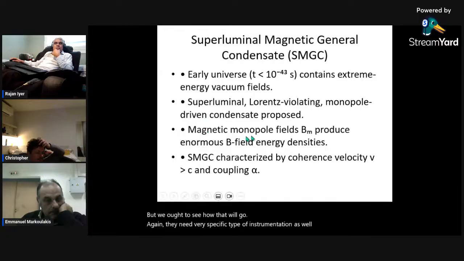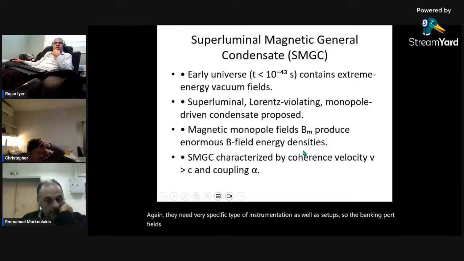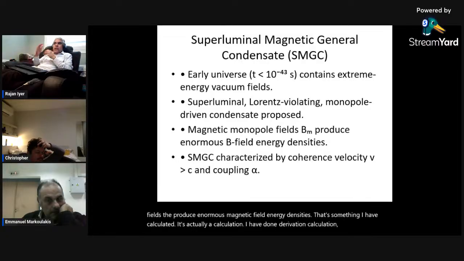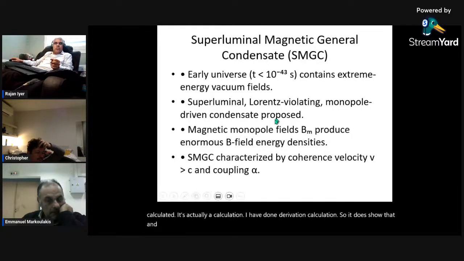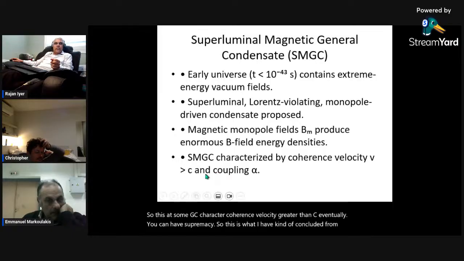So the magnetic pole fields produce enormous magnetic field energy densities. That's something I have calculated. This is actually a calculation I have done, a derivation. So it does show that, and I go step by step to show how that can happen. So this SMGC is characterized by coherence velocity greater than c. Eventually, you can have superluminal speed. So this is what I have kind of concluded from my calculations and derivations.